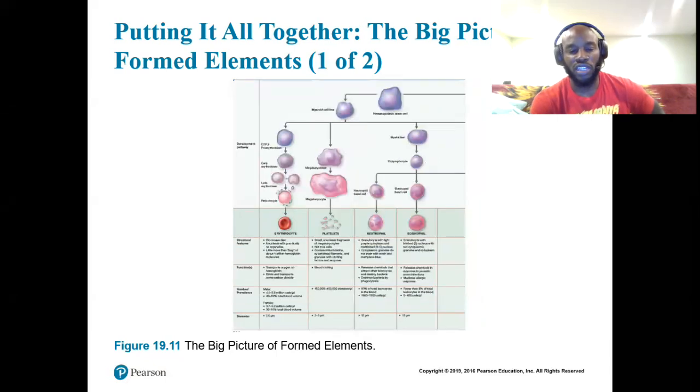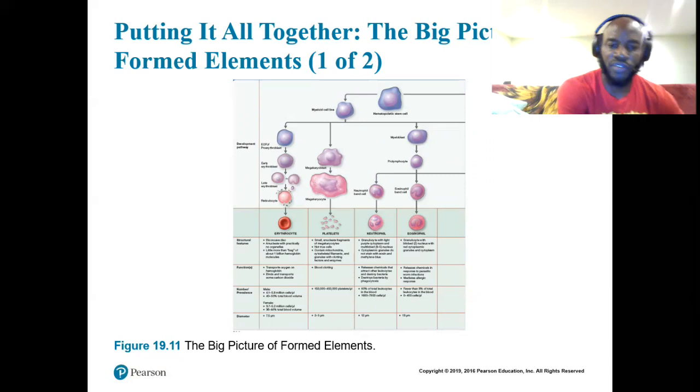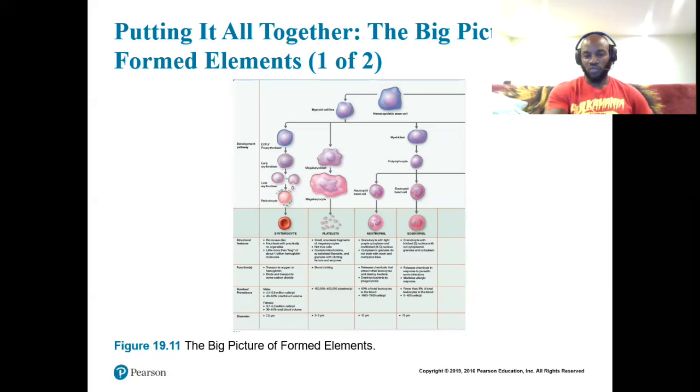Just understand the general idea of this chart and the major differences between these different types of cells. Know which ones are red blood cells, white blood cells, platelets. Know which ones have nucleuses, which ones don't have nucleuses. Know which ones have granulocytes, which don't have granulocytes. Notice the similarities between certain cells. For instance, the platelets and the erythrocytes don't have a nucleus.